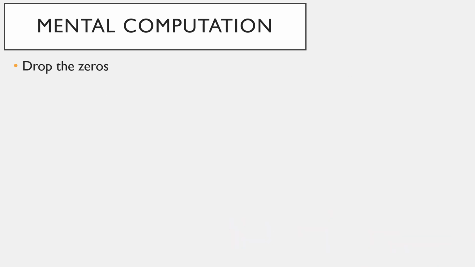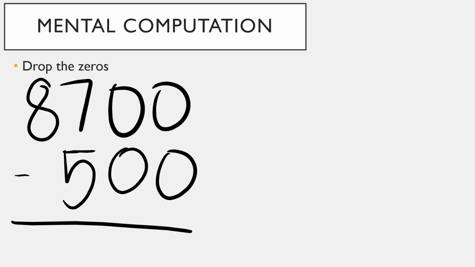All right, and then our last method of mental computation is drop the zeros. This is a great method if you have a really big number. For example, here we have 8,700 minus 500. This method says that you can match up your zeros. This 0 matches with this 0, matching up the place value, that's in the tens place. This 0 matches with this 0, that's in the ones place, and you can drop those zeros. So if you have matching zeros, you can drop them. But we do want to keep them in mind because that's going to be part of our final answer.